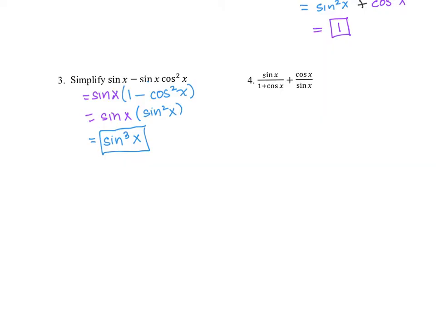For number 4, I have two fractions. They both have cosine sine, so I need a common denominator. And sometimes it looks worse in order to get better. I can see that one fraction has 1 plus cosine x, the other one has sine x. I want to make them match. So I'm going to multiply the first fraction by sine x over sine x. And the second fraction, I'm going to multiply by 1 plus cosine x because I want them to have a common denominator.